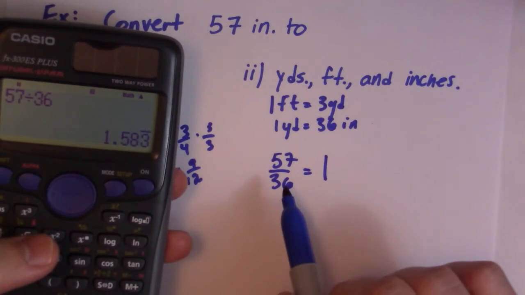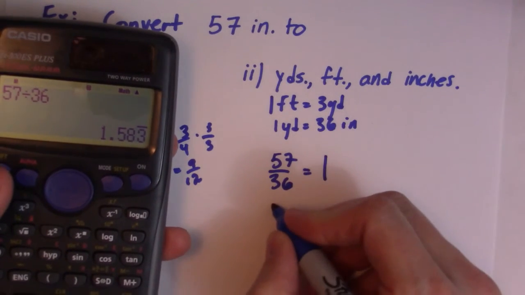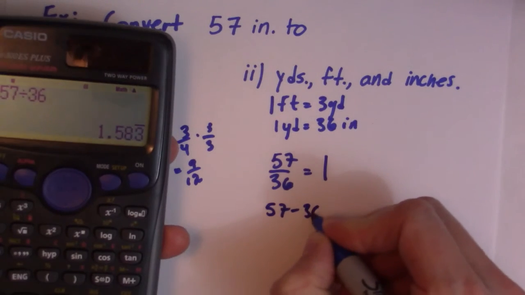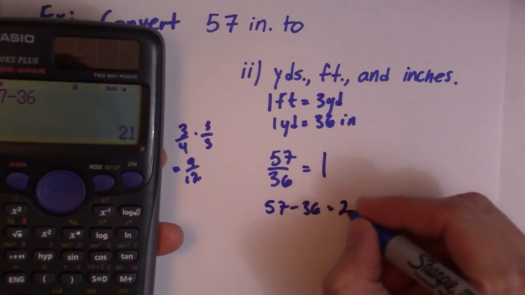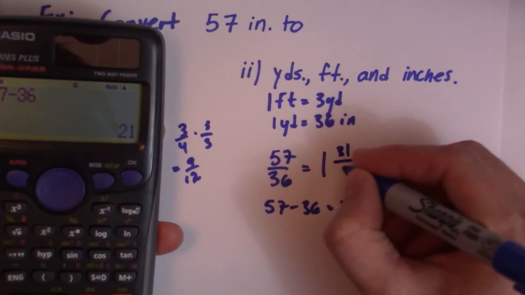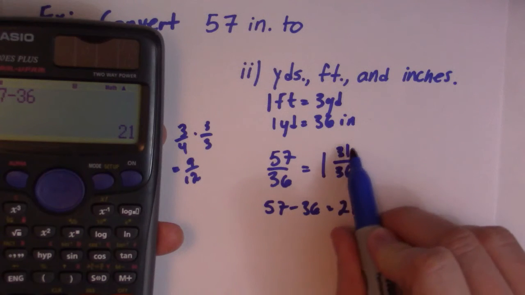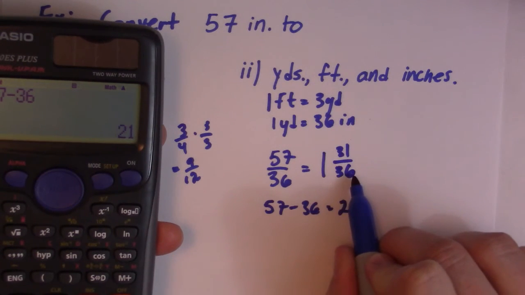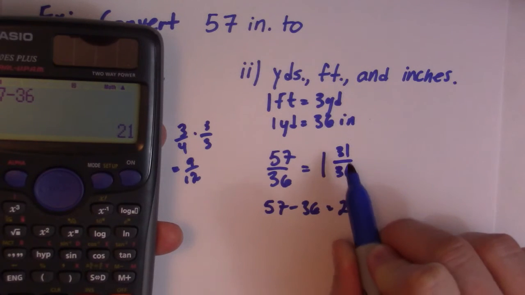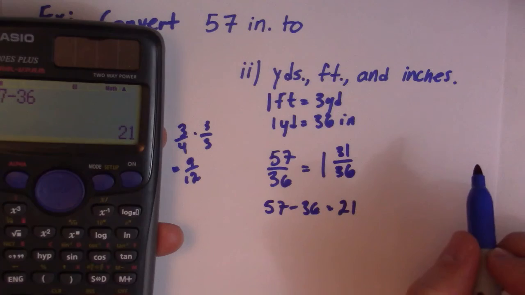So I'm going to use my technique for getting this. So I multiply these two together. Then I just go 57 minus 36. So 57 minus 36 is 21. So I have 21 out of 36. So that means I don't have enough. This is in inches. So I have 1 yard and 21 inches out of a possible 36 inches to get me another yard. So what I can do now is take this 21 inches and convert it to feet.